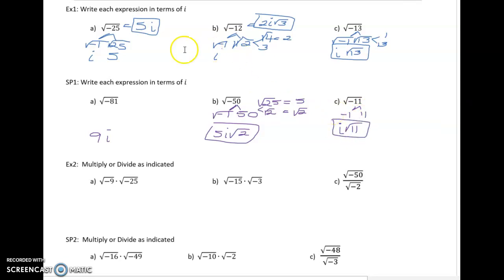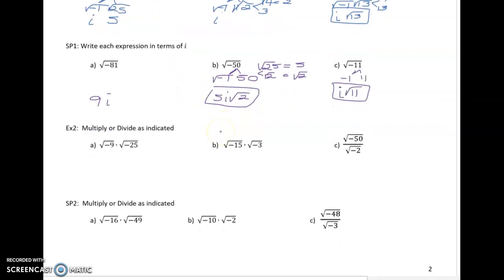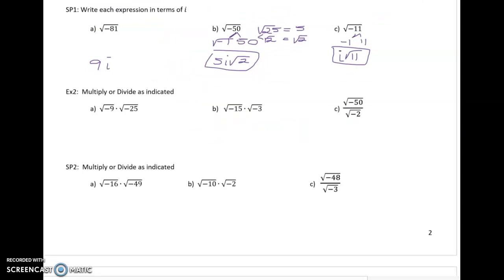Okay, so that's just simplifying the radical, rewriting it in terms of i. Now we're going to use those same ideas to multiply, divide, add, subtract. We're going to start doing multiple things with these radicals.